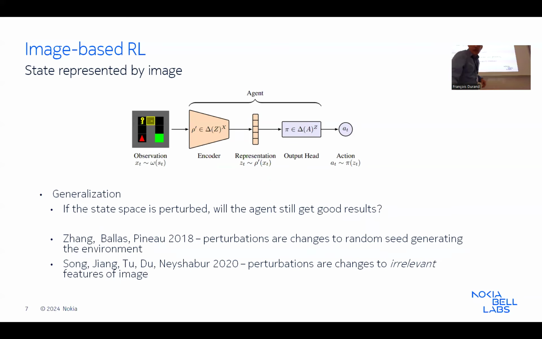So that was one question, and then a very related question is how well does this type of structure generalize? What we mean by generalization in the RL context is if the state space is perturbed, will the agent still get good results? If we train in one environment and then we move to another environment, will we still get good results?